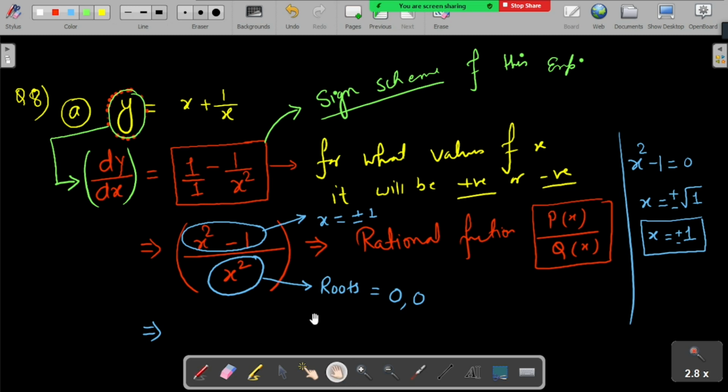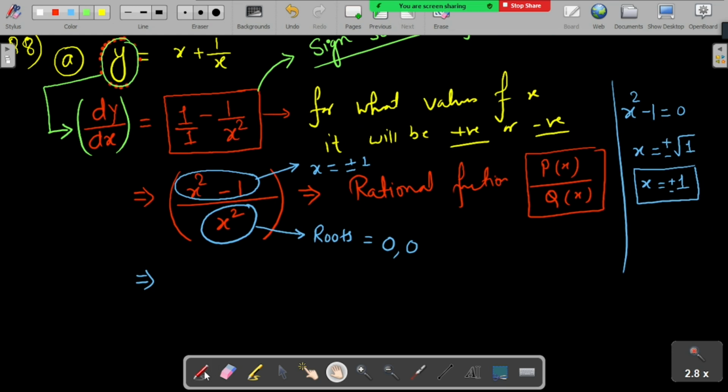So what are the steps to do this? The first step is, first simplify this expression, convert this into a rational function, that is p(x) upon q(x). Get the roots of numerator as well as denominator. Right now we are getting root 0 for its denominator part, and for numerator it is x equals plus minus 1. Is it okay till here?